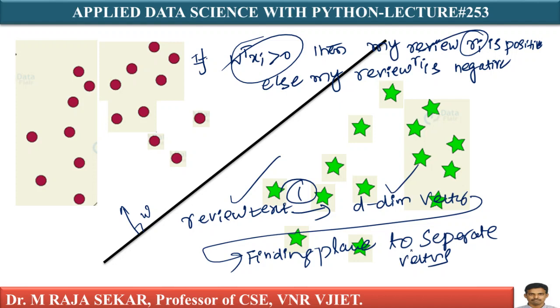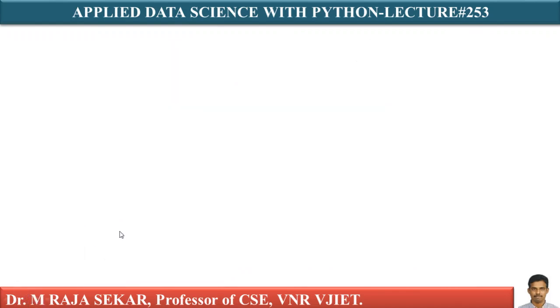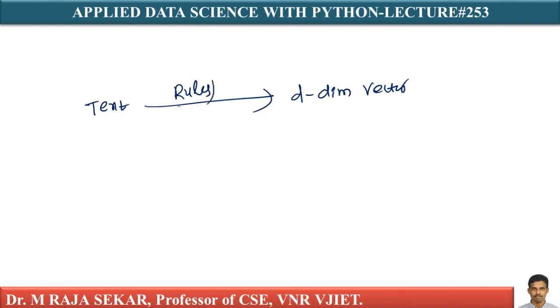Now the big question here is: what are the properties of this conversion? What am I doing here? I am trying to convert text into a d-dimensional vector, isn't it? I need some rules to convert this. What sort of rules should it follow? The most important rule to follow is as follows.